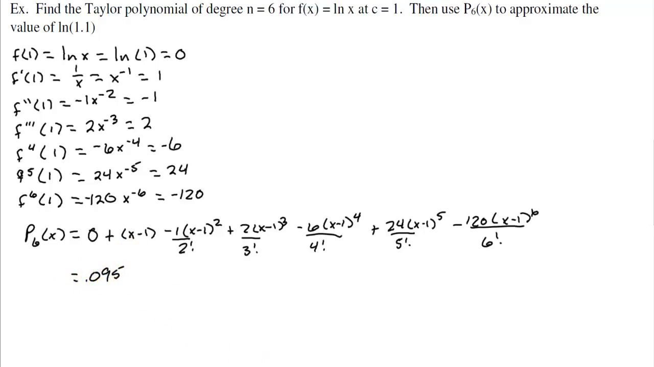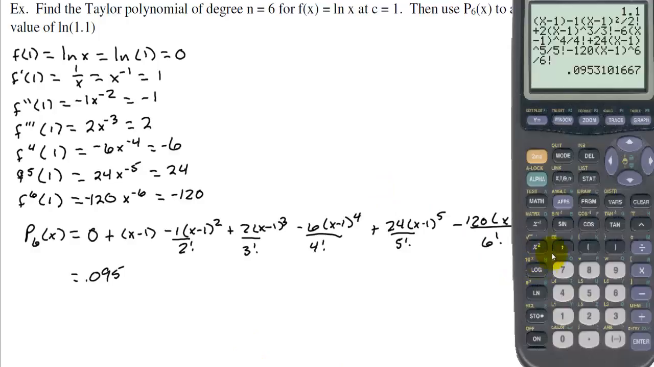Let's find out what the natural log of 1.1 is. So we have natural log of 1.1. It should be a pretty close approximation. We press enter and we get out to 1, 2, 3, 4, 5, 6, 7. It's accurate to about 6 or 7 decimal places.